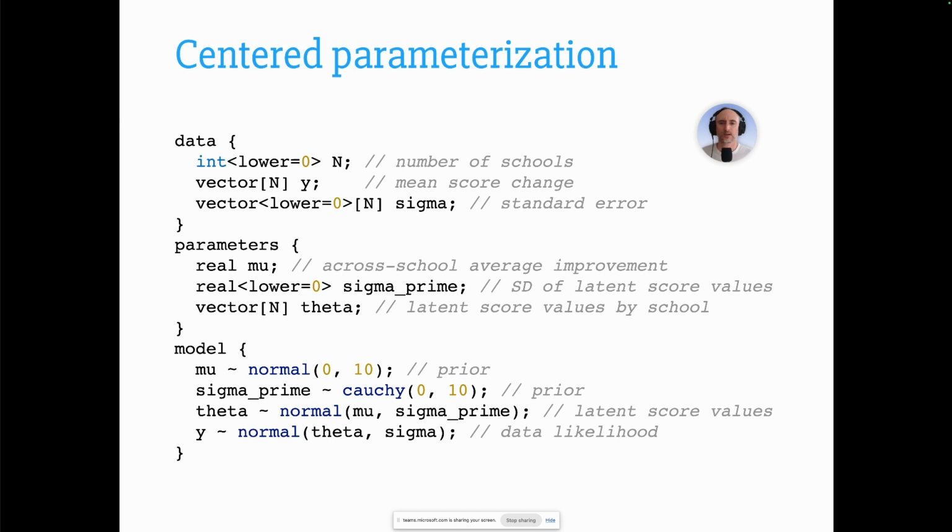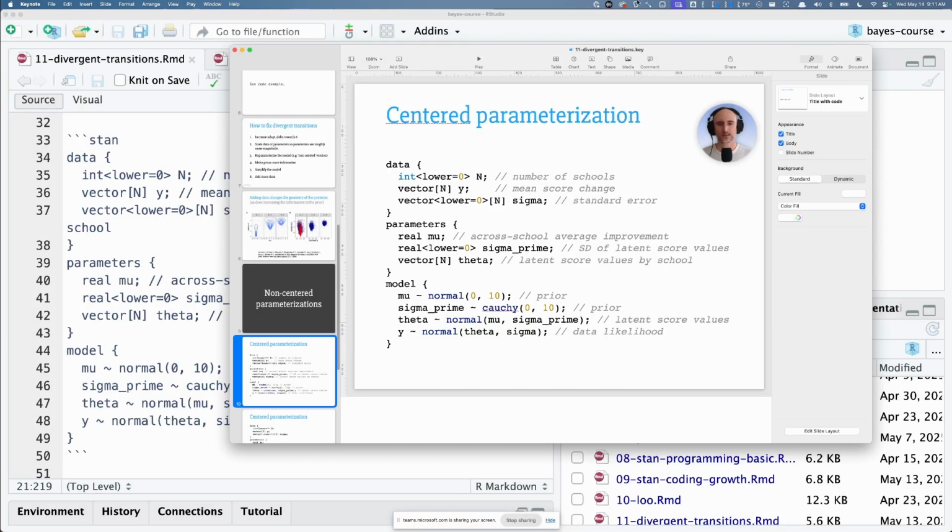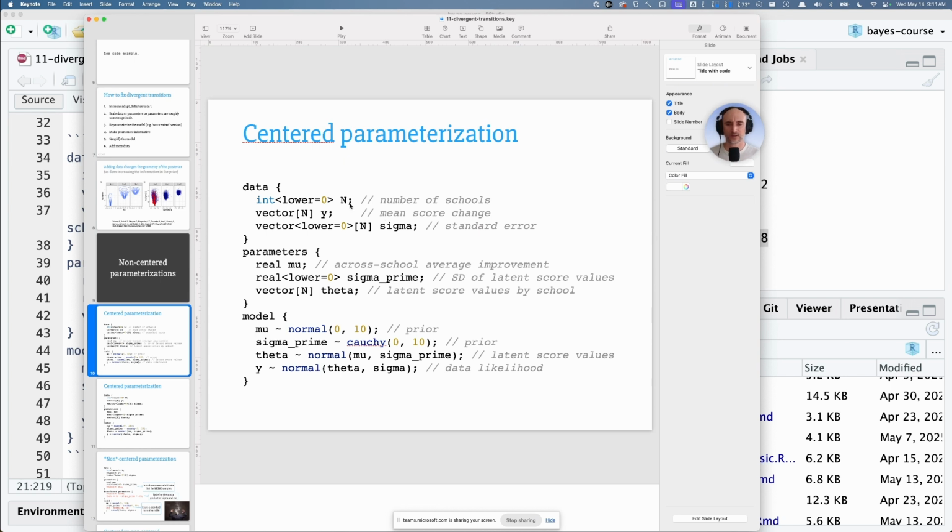So our model, and jump out of this so I can point to it. This is what our model looks like. We've got our data section, parameters, model. In our data section, as we said before, we're bringing in the number of schools, some integer. We're bringing in the mean score change. It's a vector. We're bringing in a vector of standard errors in sigma.